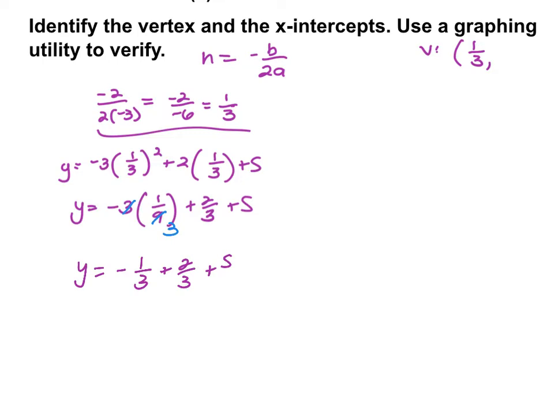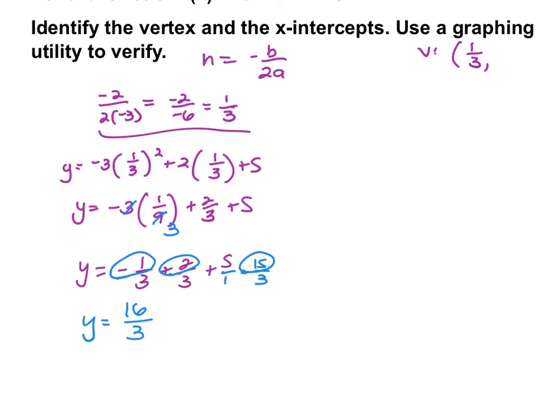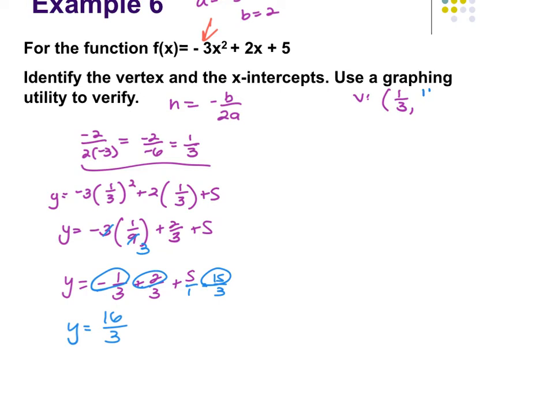I can multiply everything by 3 if you want to get rid of the fraction. Just don't forget to multiply the y. This time you only have to change one fraction, so it's not that bad. 5 is 15 over 3. So I've got negative 1 plus 2, that's positive 1, plus 15, that's 16/3. And that's the y coordinate of your vertex.